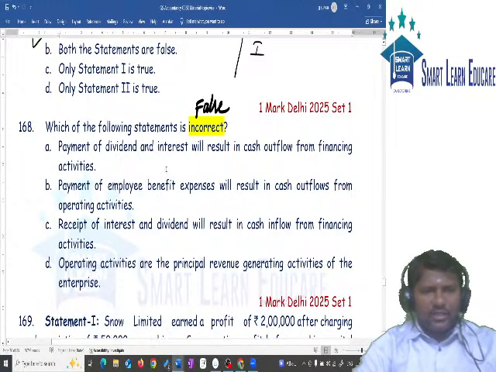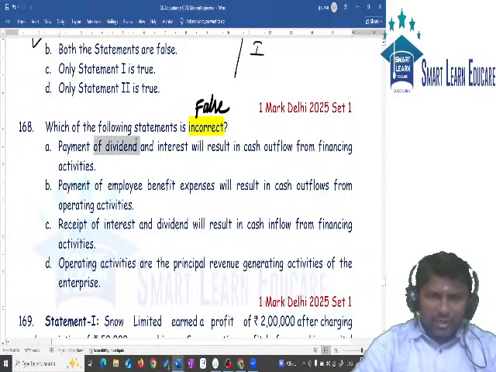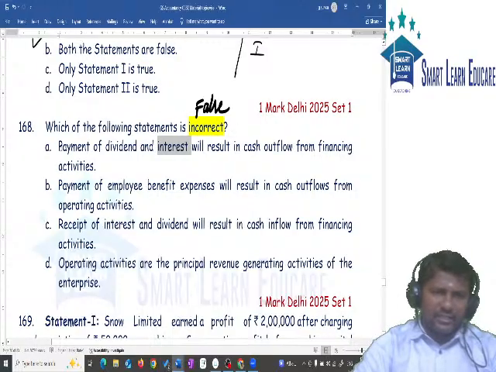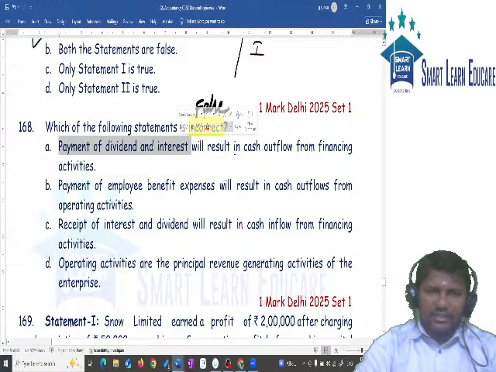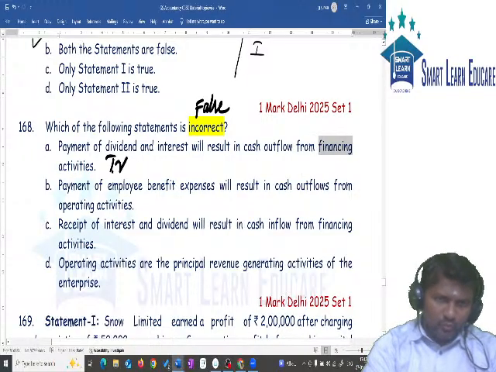First one, payment of dividend and interest. Is it an inflow or outflow? Payment of dividend and interest will come under what activity? Financing activity. So this statement is true.